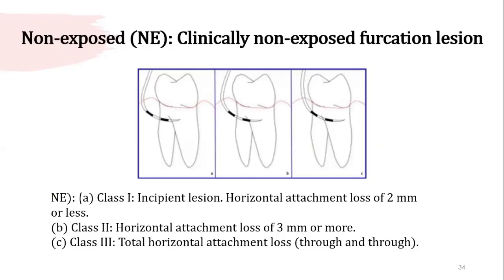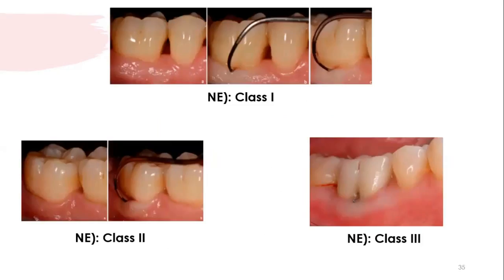Turning back to Dr. Pollini's classification. Firstly, we have the non-exposed, which is a clinically non-exposed furcation lesion. Class 1, incipient lesion, horizontal attachment loss of 2 millimeters or less. Class 2, horizontal attachment loss of 3 millimeters or more. Class 3, total horizontal attachment loss, through and through.